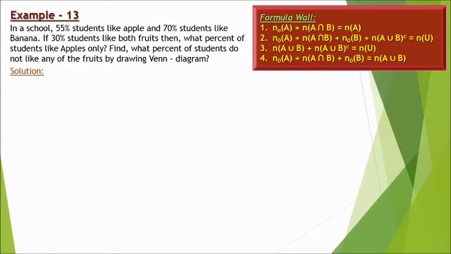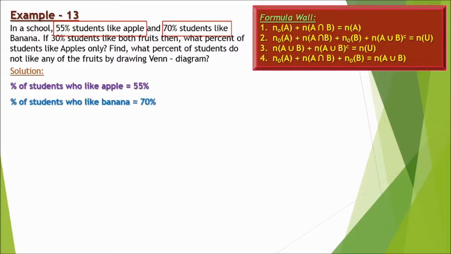Now the information you can see in a box, 55 like apple. So it is not a number, it's a percentage of students who like apple. And another you can see 70% like banana, it's the percentage of students who like banana. There is another value also, 30% like both, that is the percentage of students who love both fruits, who enjoy both fruits. So the percentage of students who like both fruits is 30%.